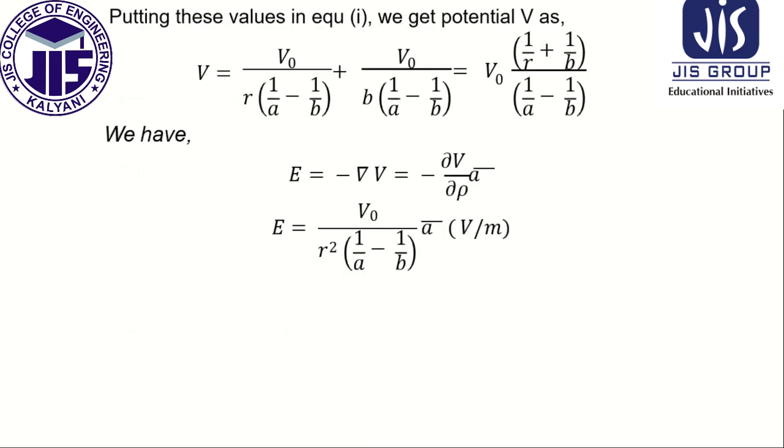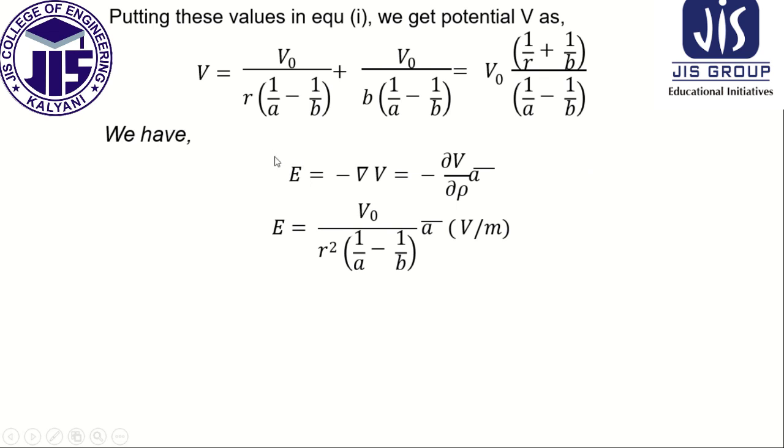Now if we put these expressions of A and B, we finally get the final expression of V, which is V0 times (1 by r minus 1 by b) divided by (1 by a minus 1 by b). So this is the final expression of the potential.